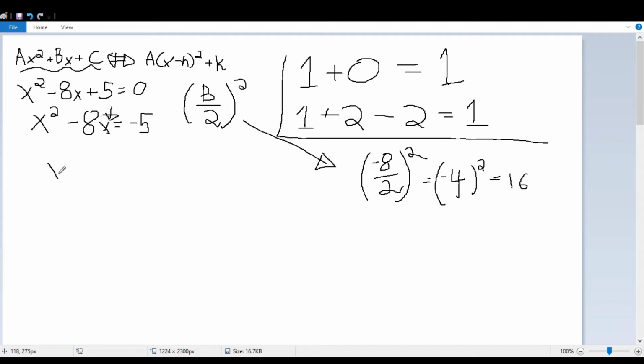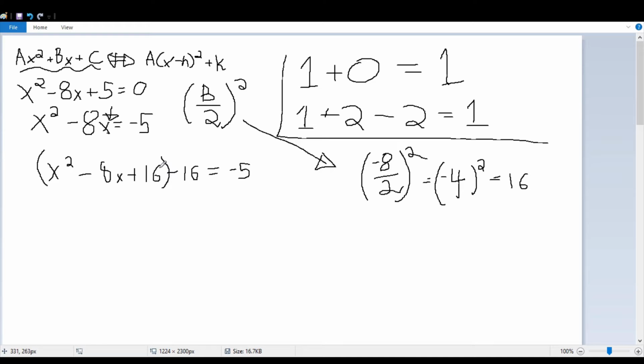So now we're going to have x squared minus 8x plus 16 minus 16 equals negative 5. And we can get away with that. That does not change the function at all, because in the long run, these actually cancel. So we will group these together. Always group the positive one with the x terms.